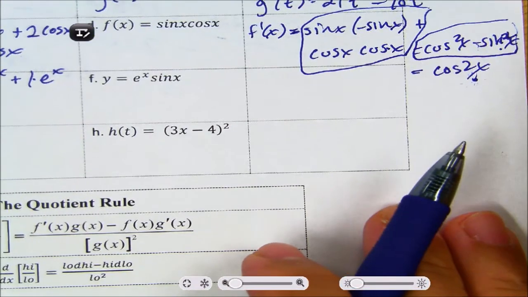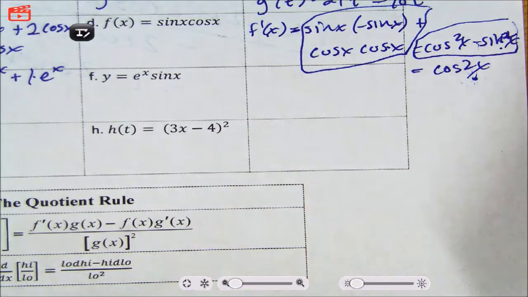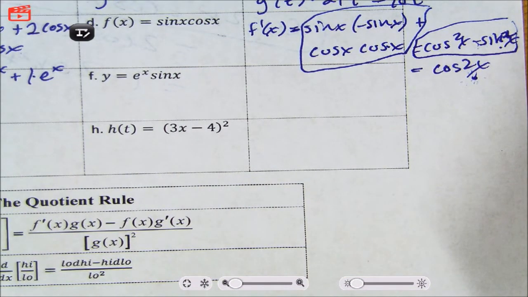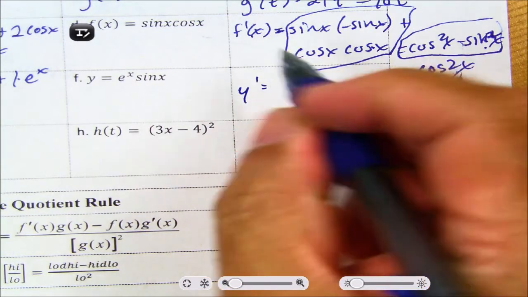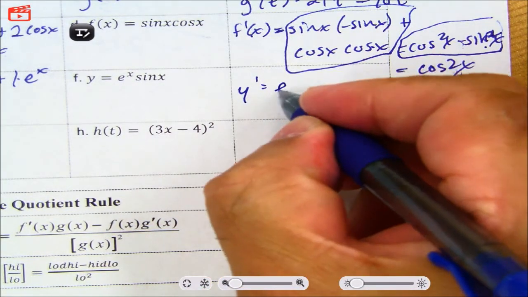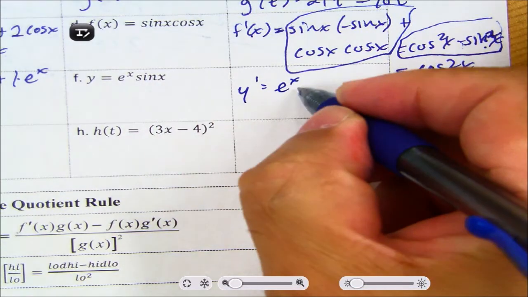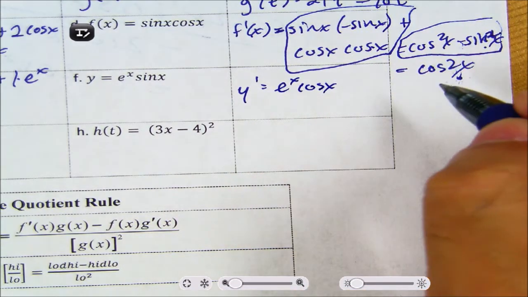F. So what are the two functions here? E to the x and sin x. Right? E to the x is one function and sine x is the other. So it's y prime. Let's keep the first one constant. And what's the derivative of sine? Cosine x. Yes?